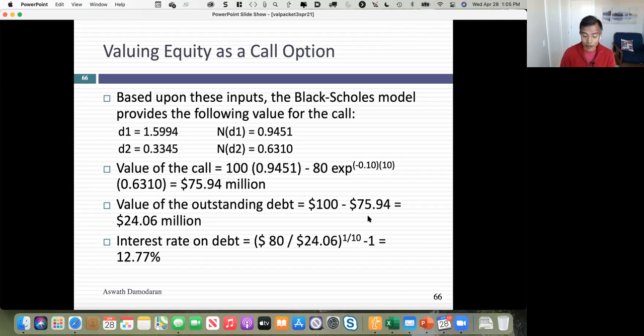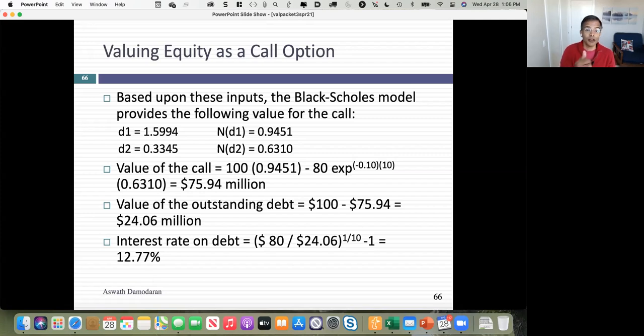But since the value of the firm is 100 million, the difference is the value of my debt, 24.06 million, 100 minus the value of the equity. It's a zero coupon bond. If the value of the bond now is 24.06 and you pay me 80 million in 10 years, and I solve for the interest rate, that's the 1/10 is basically the compounded rate. The interest rate on the debt is 12.77%.